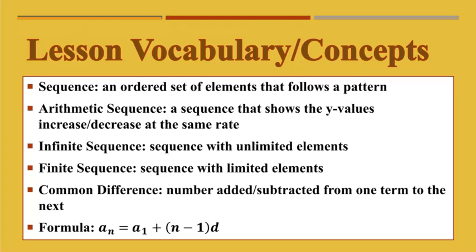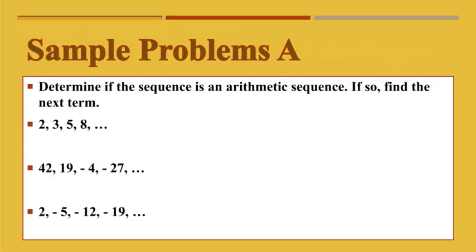So in this video, we're going to review how you can find the rule of an arithmetic sequence and be able to complete an arithmetic sequence, and also to find a specific term of the sequence. So our first problem, we want to determine if the sequence is an arithmetic sequence, and if so, what is the next term? So to find the common difference, just take the second term minus the previous term. So 3 minus 2 is 1, 5 minus 3 is 2, 8 minus 5 is 3. So no, this is not an arithmetic sequence because they're not adding the same number each time.